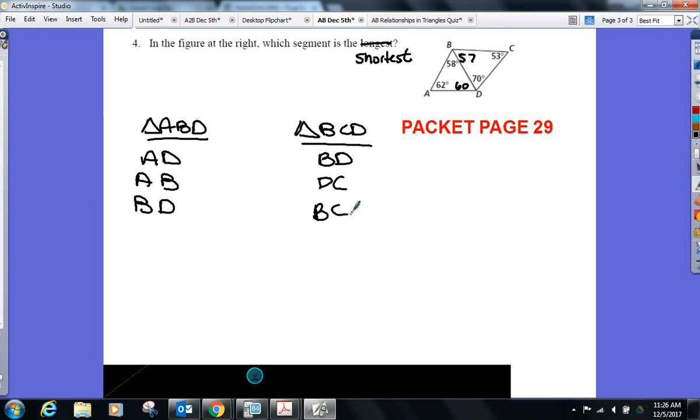Nick? How can BD be the smallest in the entire diagram when it's the largest in that triangle? Aren't there two sides smaller than BD? So there's no chance BD can be the smallest side because it's the largest side in the other triangle. Does everyone see that? So BD is out, meaning I have what as my smallest side? AD. Again, BD cannot be the smallest side if it's the biggest side in the other triangle. No chance. All right? Anything from you guys?